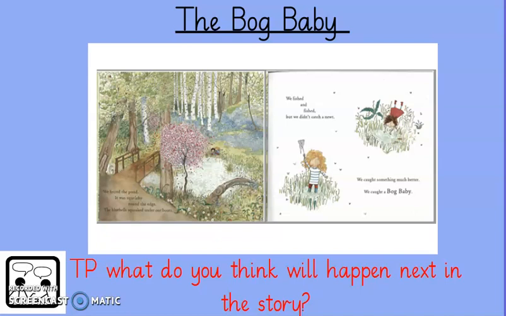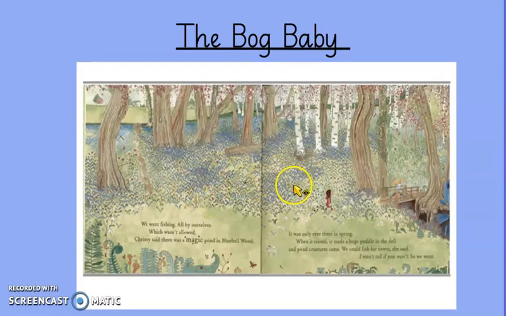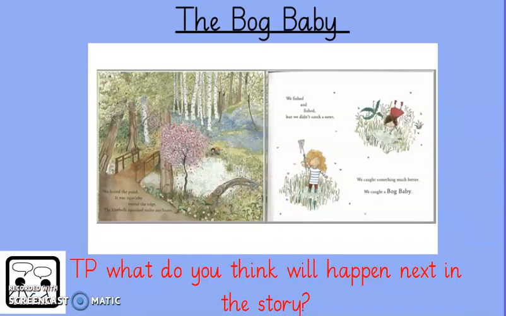We found the pond. It was squelchy round the edge. The bluebells squeaked under our boots. And bluebell is a special type of flower, and you might be able to see that on the previous page. If I just go back and quickly show you, these are bluebell flowers, okay? We fished and fished, but we didn't catch a newt. We caught something much better. We caught a bog baby.